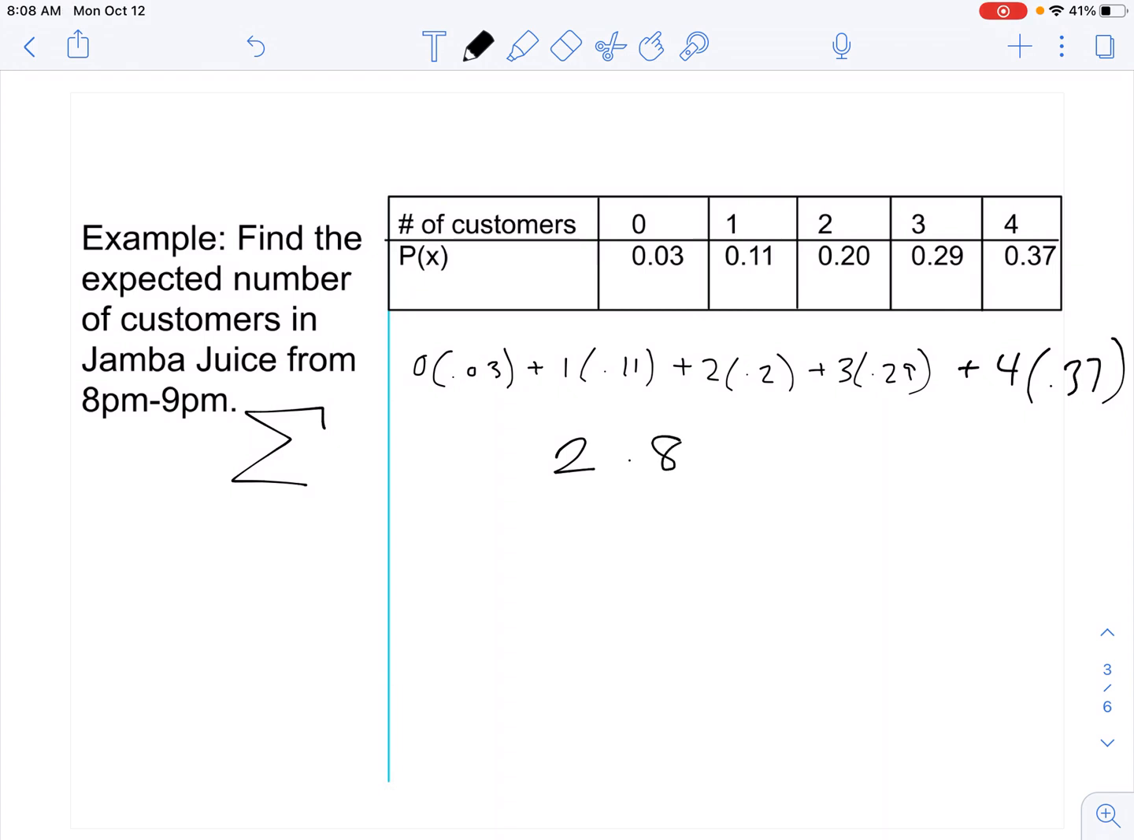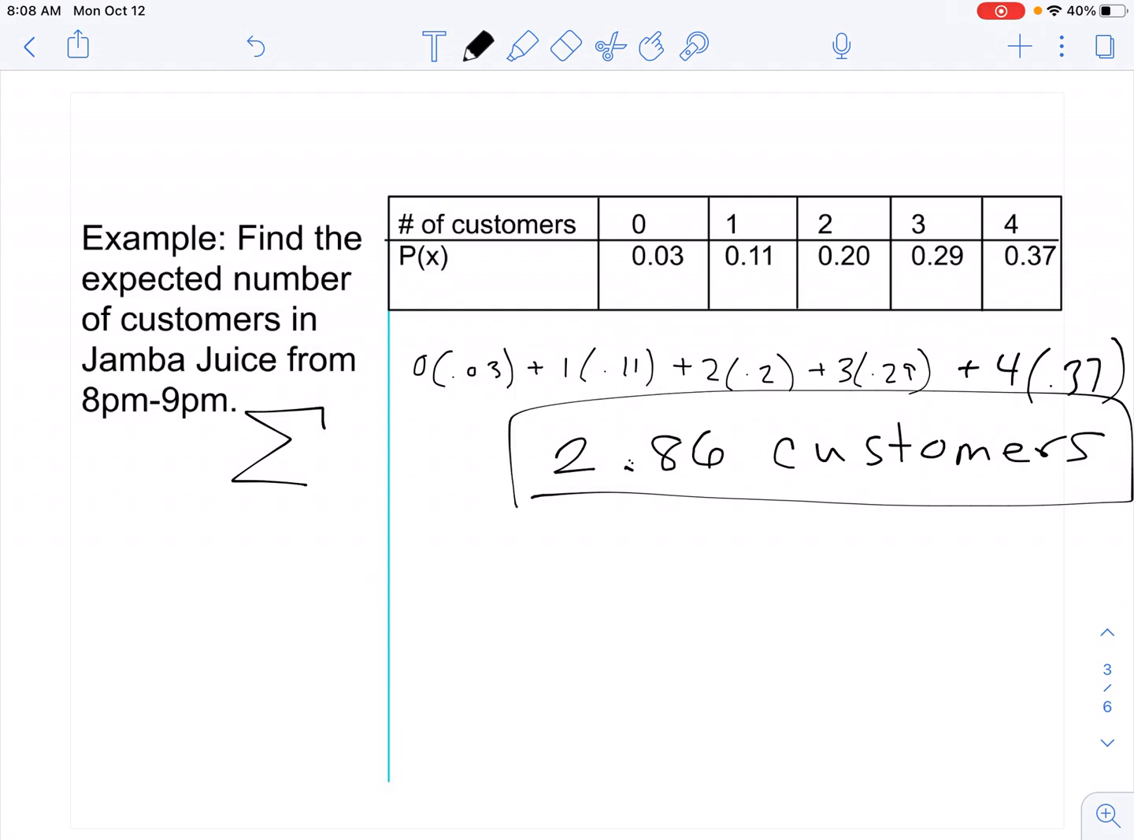So we get 2.86 customers. Now you might say you can't answer that because you can't have 0.86 of a customer, but for statistics, we can leave our answer like that because that's the expected number of customers. We're not going to round more, because we're going to leave our answer as an exact value or rounded to 3 significant figures.